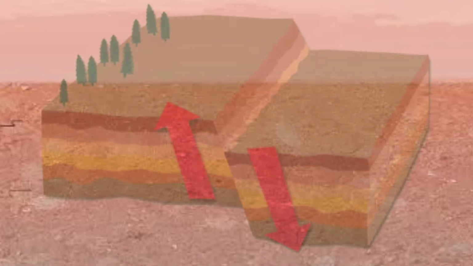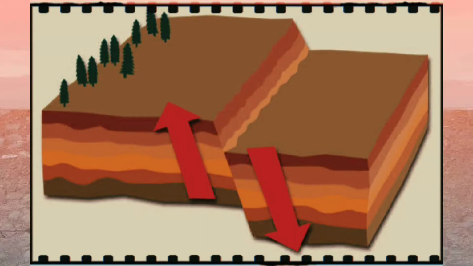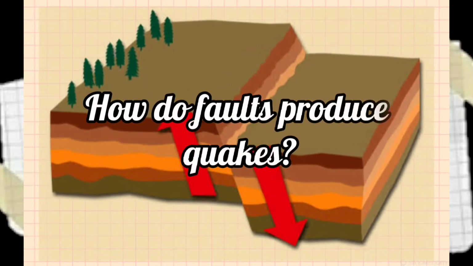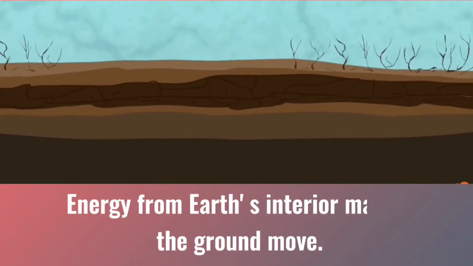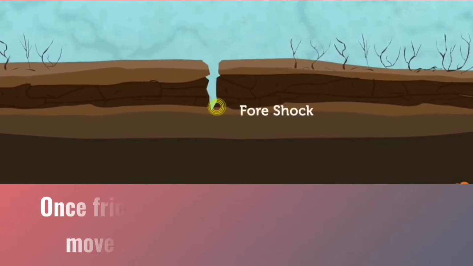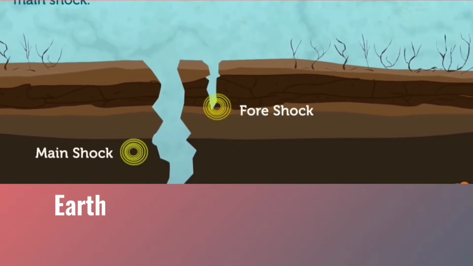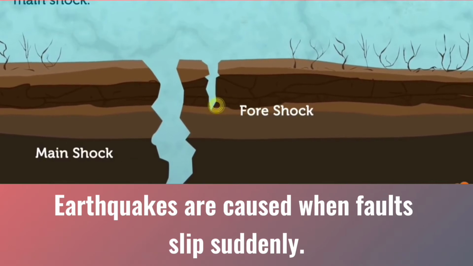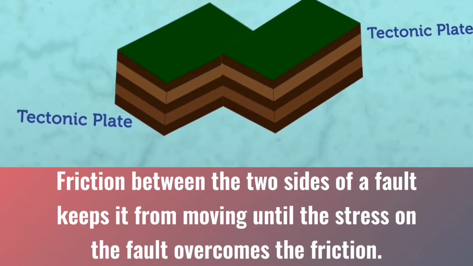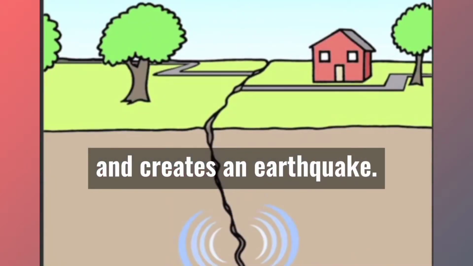Take a closer look at the illustration. Can you point out where the fault is? If you point out that it is in the middle of the two blocks, perfect! How do faults produce quakes? Energy from Earth's interior makes the ground move. Friction holds the rocks together. Once friction is overcome, the ground will move and the earthquake will occur. Earthquakes are caused when faults slip suddenly. Friction between two sides of a fault keeps it from moving until the stress on the fault overcomes the friction. Then the fault slips and creates an earthquake.